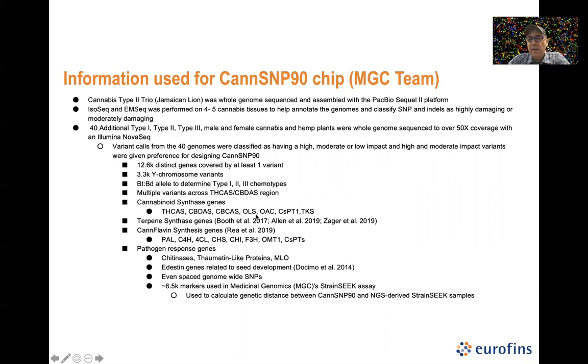There's also terpene synthesis genes that were described by Keith Allen's group, Zager and Booth, that we've thrown in there. The canflavin synthesis pathways are on the chip, the chitinases, the TLPs, and the MLOs are on the chip, and some of the adestin genes. And then we also evenly spaced a bunch of markers across the genome so that you can get some linkage information. And we also had about 6,500 of them overlap our sequencing panels that we use. We do have some exome-like approaches as well. And we just wanted to make sure we could intersect all that data. So very helpful and diverse chip that's available now.